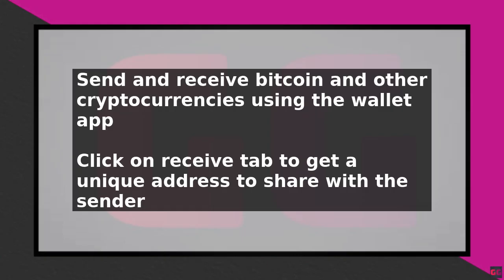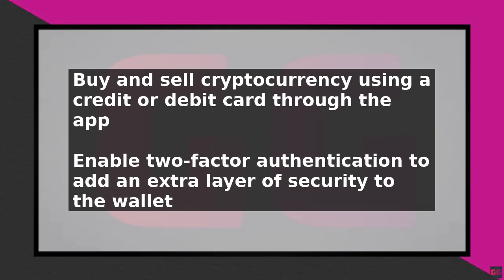The Bitcoin.com wallet app also allows you to buy and sell cryptocurrency using a credit or debit card. To do this, click on the Buy or Sell tab and follow the prompts to complete the transaction. It is essential to keep your wallet app and device updated with the latest security patches to protect your cryptocurrency from potential threats. Additionally, enable two-factor authentication to add an extra layer of security to your wallet.